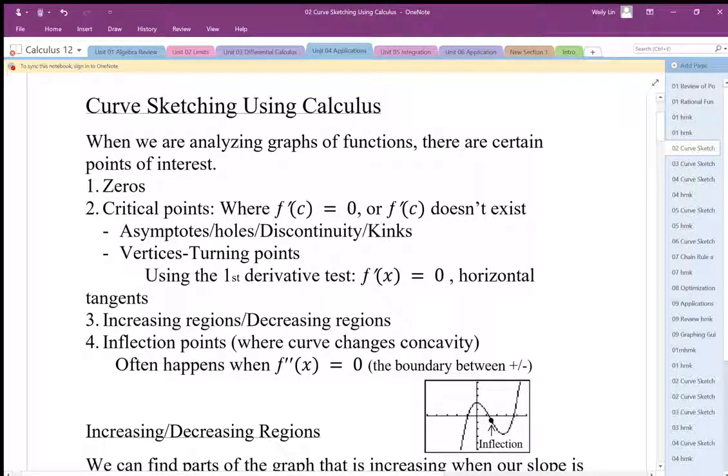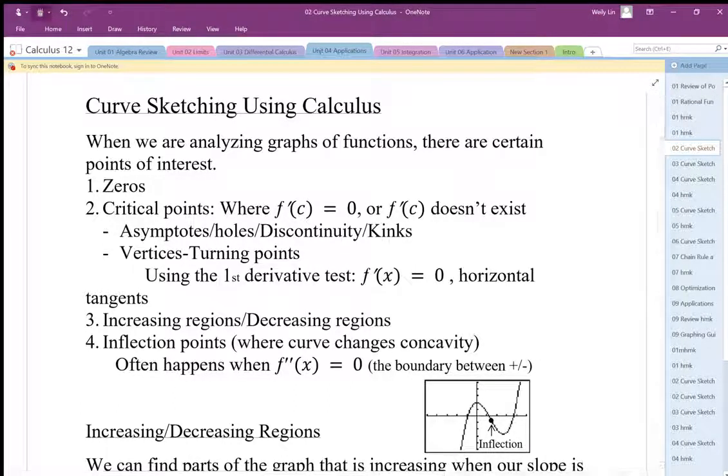So we're going to look for horizontal tangents. We're also going to use the derivative to find increasing, decreasing regions. And we're going to add in also that for some of these, we're going to look for inflection points where the curve changes concavity. Okay, so where it goes from concave down to concave up. Okay, so the example is given here.